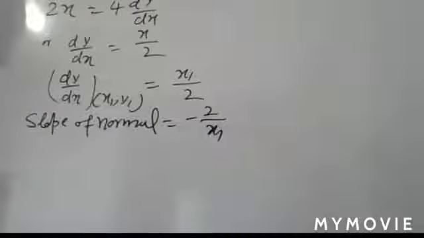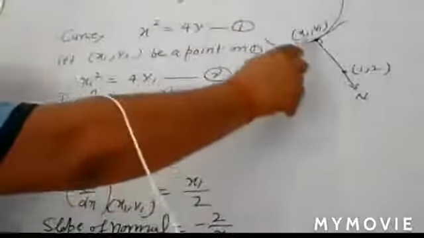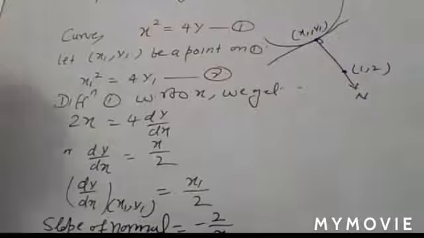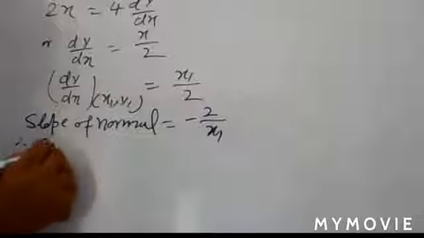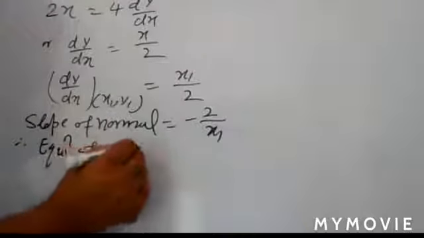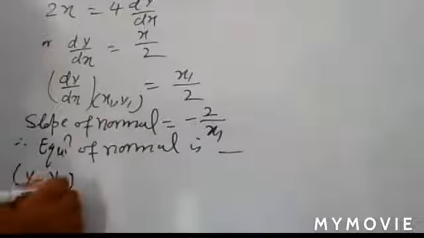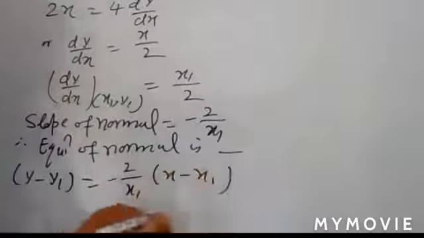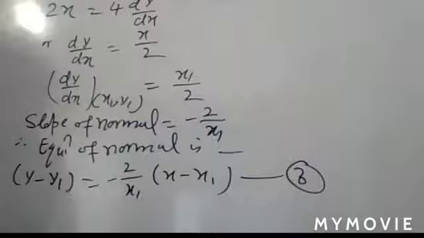If the slope of normal is known, and this normal is passing through a known point, just see your figure. The point is known, slope is known, so you can very easily find the equation of normal. Hence equation of normal is y minus y1 is equal to its slope, minus 2 upon x1, into x minus x1. That is your third equation. So that gives the equation of normal.